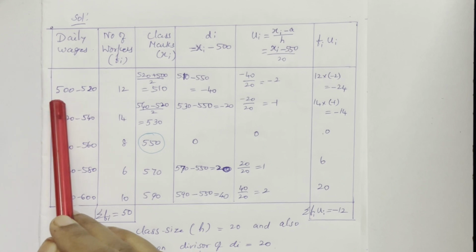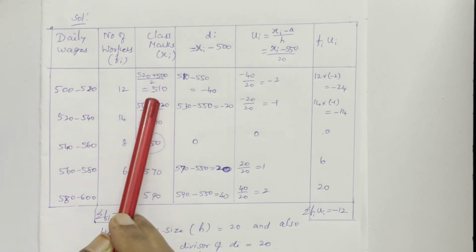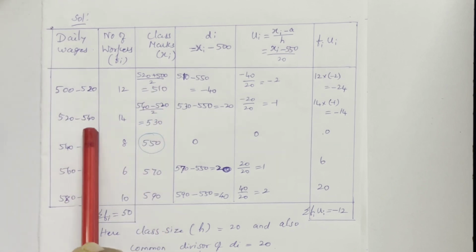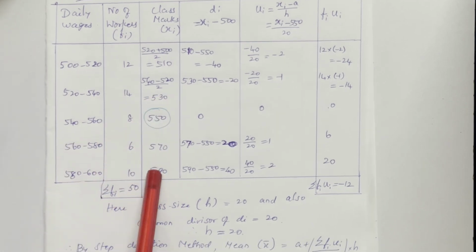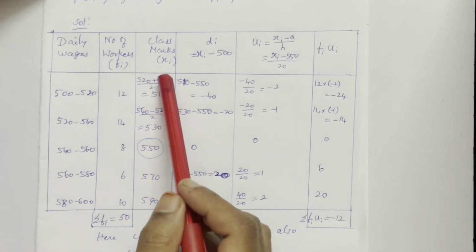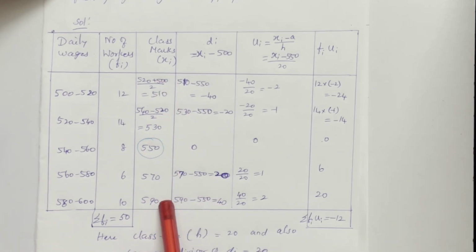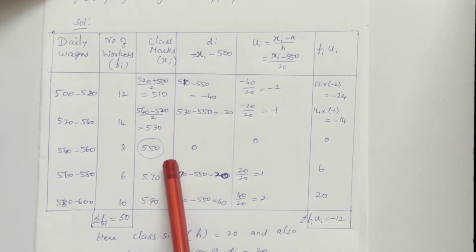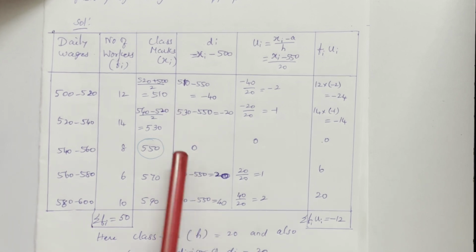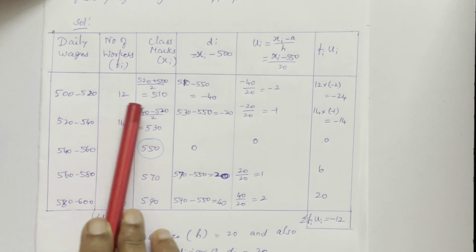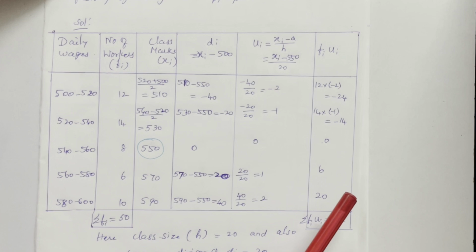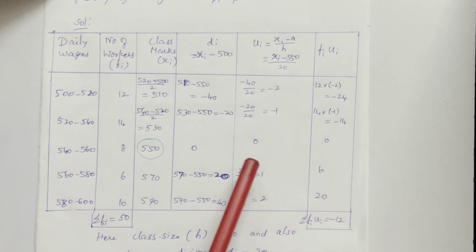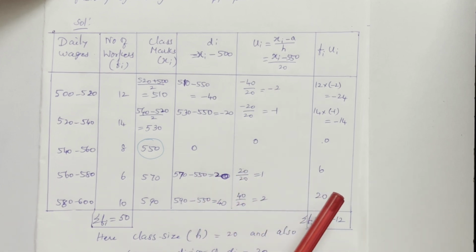So 520 plus 500 by 2 is 510. 540 plus 520 by 2 is 530. In the same way, we have to find the remaining class marks. Here, see the class marks: 510, 530, 550, 570. These are very large numbers, so multiplying xi and fi will be harder. So we cannot go with the first method, that is the direct method. So now let us move on to the second method.